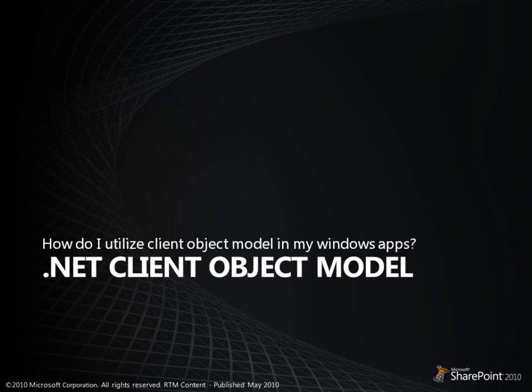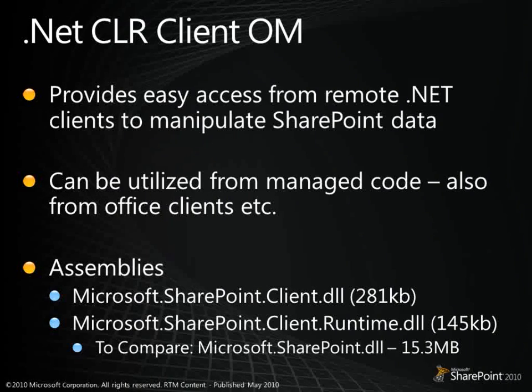Now that we've completed the overview of the client object model, we're going to move into a deeper dive into the .NET client object model, which you can use to provide remote access to SharePoint information, for example, from console or Windows Forms applications. The .NET CLR client object model provides easy access from .NET clients to SharePoint information. It can be utilized from managed code, including Office clients. You can, for example, provide a custom action pane in Word to get some information to your Word document from the server.